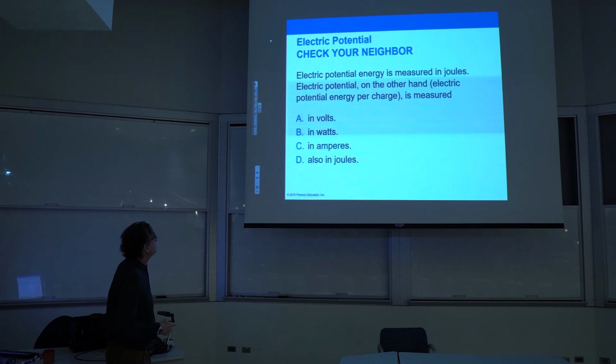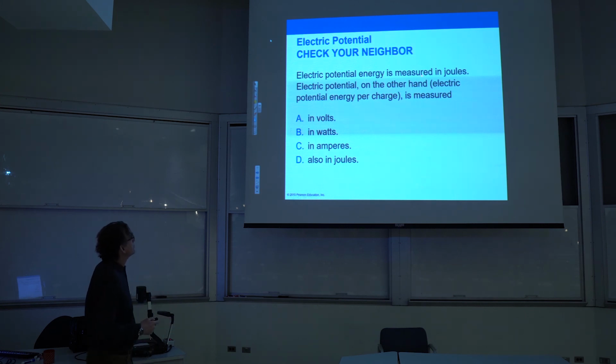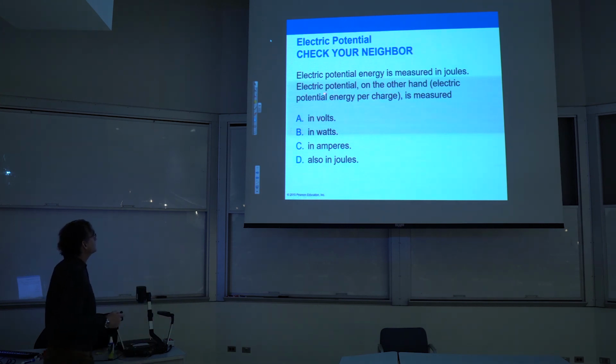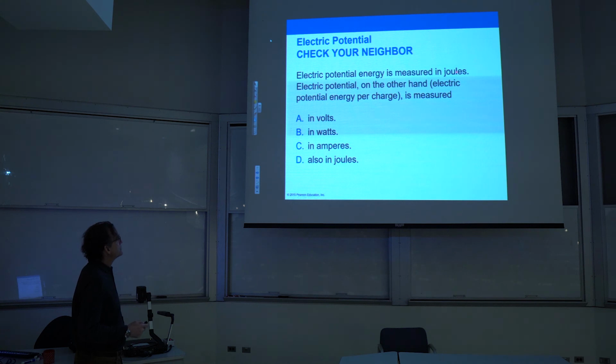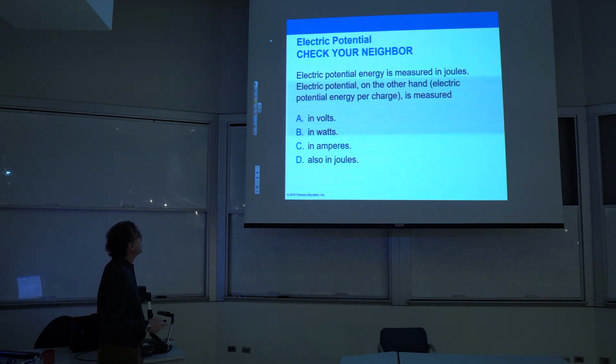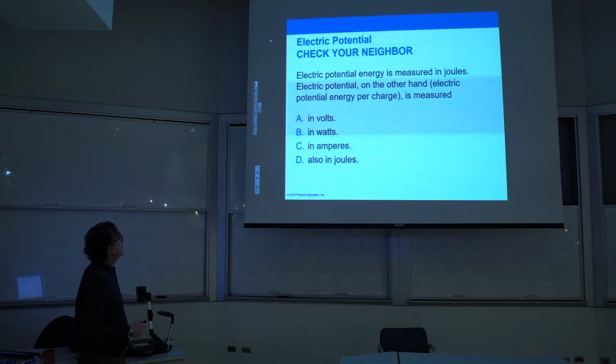Here's a question for you. Electric potential energy is measured in joules. Electric potential is measured in joules per coulomb, referring to the same object. Joules is the work done on that charged object. Joules per coulomb is the work done on the object divided by its charge. And that is called electric potential, and that has units, as we said before, of volts.